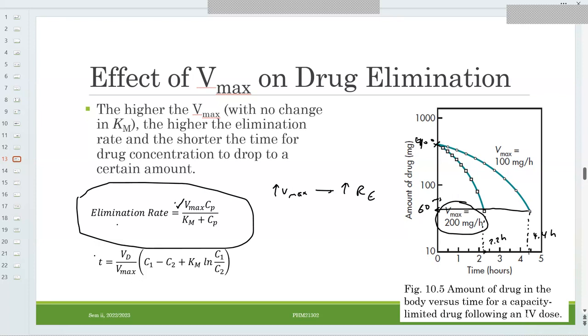And if you see the equation that will calculate the time to eliminate a certain amount of drug or decrease concentration, let's remove Vd, write it as T equal to 1 divided by Vmax times D1 minus D2 plus Km multiplied by ln D1 divided by D2. So Vmax has an inverse relationship with the time. So the higher the Vmax, the shorter the time, the lower the Vmax, the longer the time to decrease by a certain amount. Okay? So you can see here, Vmax is less, then the time is longer.